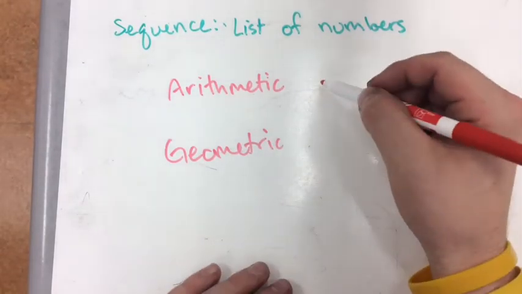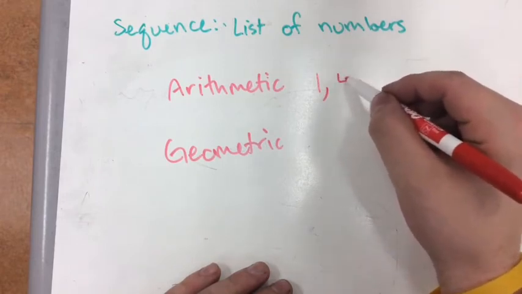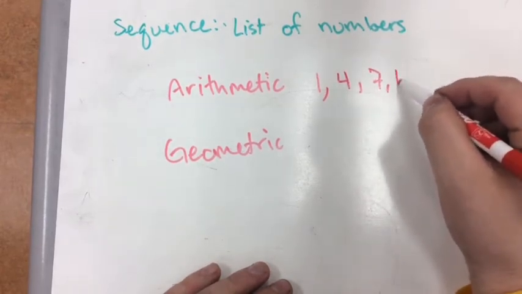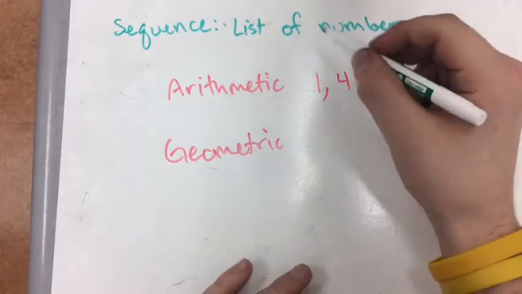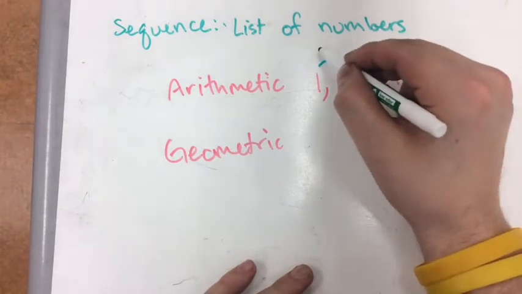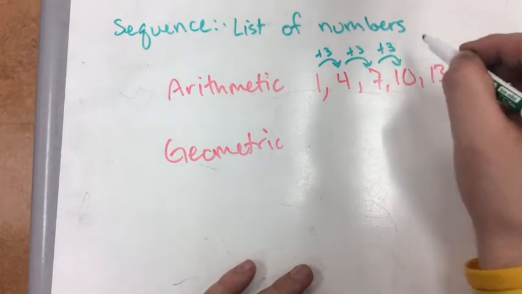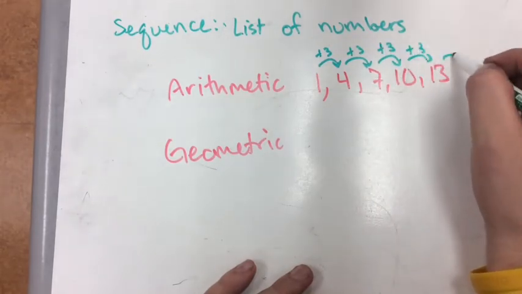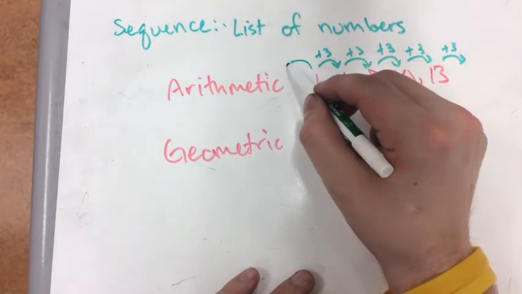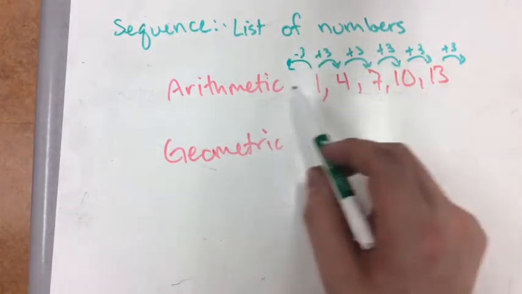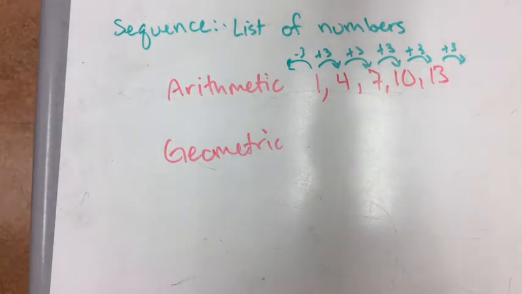Arithmetic sequences have a difference generator. Let's say 1, 4, 7, 10, 13. Arithmetic sequences either add or subtract to get to the next term. So this is plus 3, this is plus 3, this is plus 3, this is plus 3. And if this pattern were to continue, this would have to be plus 3. If we wanted to go backwards, we could then subtract 3. But arithmetic sequences have a difference generator of subtraction or addition.